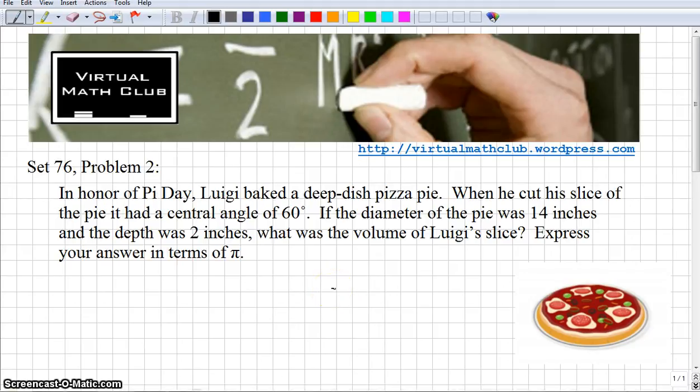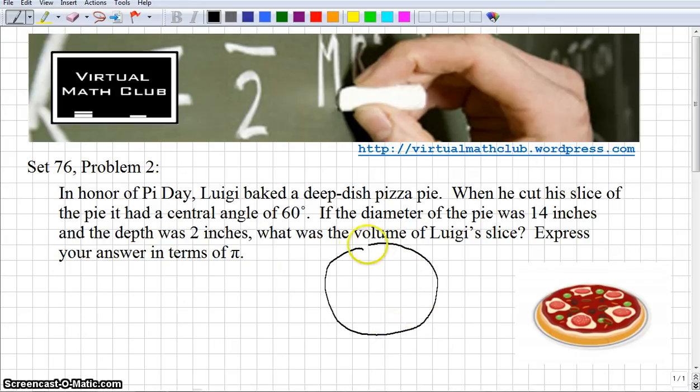In honor of Pie Day, Luigi baked a deep dish pizza pie. When he cut his slice of the pie, it had a central angle of 60 degrees. If the diameter of the pie was 14 inches and the depth is 2 inches, what was the volume of Luigi's slice?